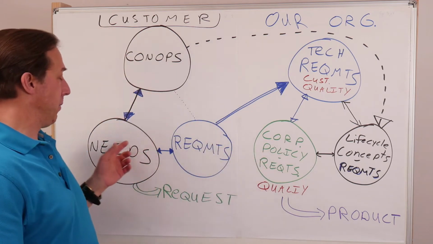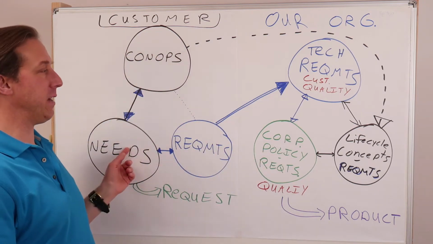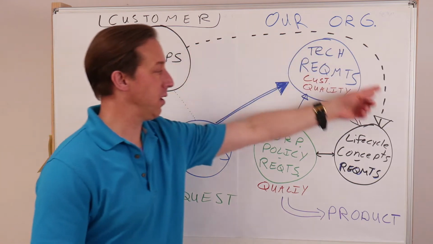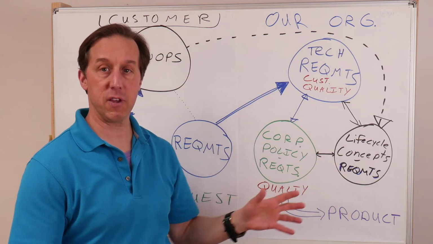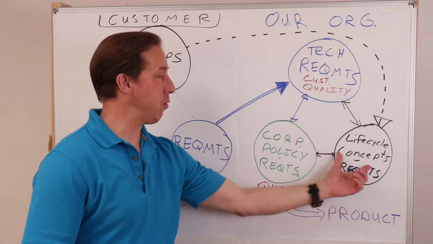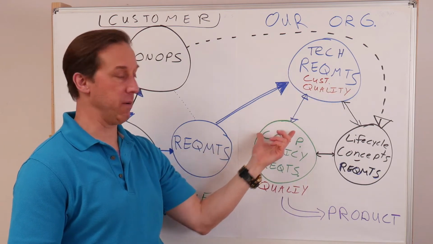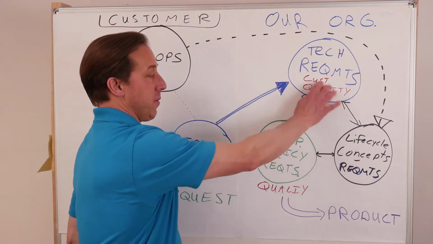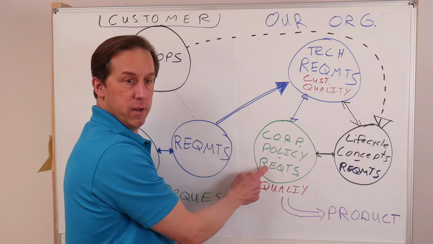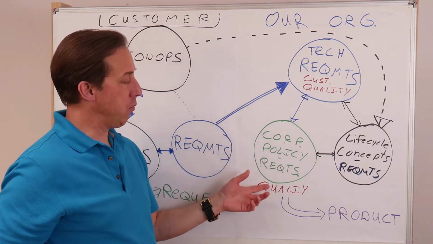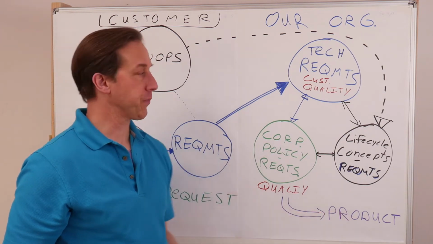And then basically the needs can come over either directly or through the CONOPS to some life cycle concepts of the product. And we'll blend those in along with our technical requirements. So these two really, from the customer, blending with our own requirements, they will then formulate the product.